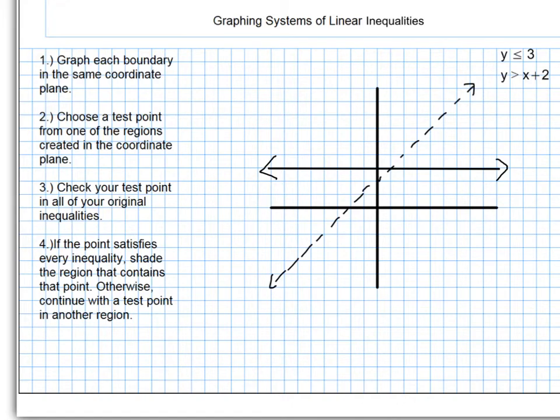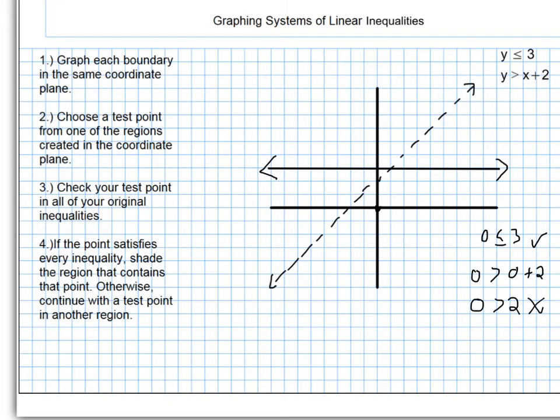The easiest point to pick, if it's ever possible, is 0, 0, the origin, which in this case is a possibility since it's on neither boundary line. I will start by testing the point 0, 0 in both of my inequalities. When I plug in 0 for y in the first inequality, I get 0 is less than or equal to 3, which is true. When I plug 0, 0 into my other inequality, I get 0 is greater than 2, which is false.